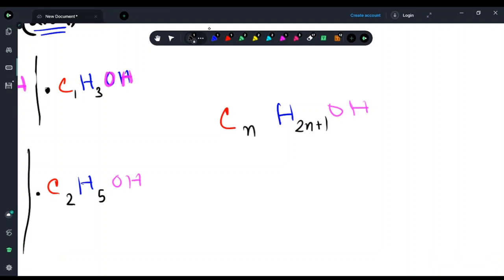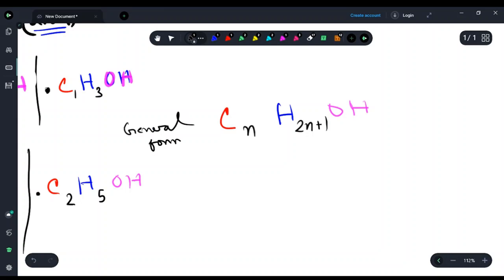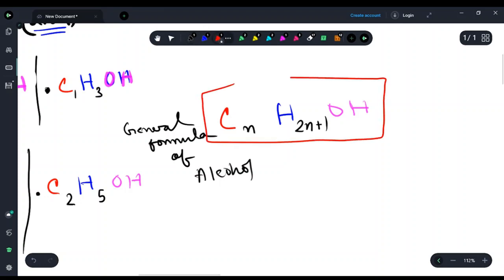So that's the general formula of alcohol. What's the spelling of alcohol? ALCOHOL. I think that's alcohol. Okay, so this is the general formula of alcohol.